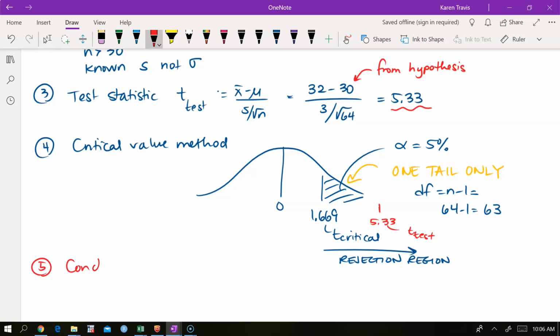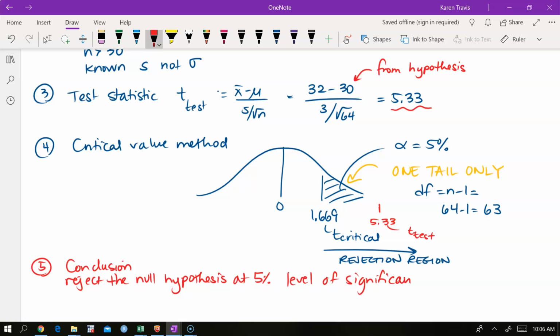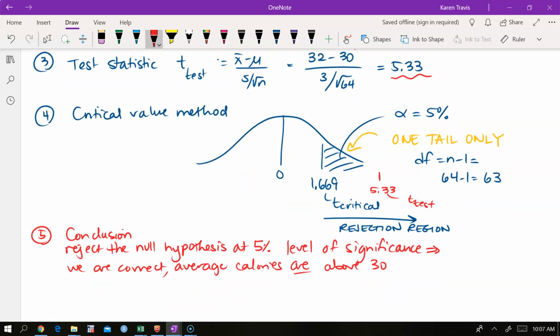So we're going to have a conclusion that says reject the null hypothesis at 5%, which then we want to decide what that means. That means we are correct, average calories are above 30, and that also means in our case that the manufacturer was wrong.